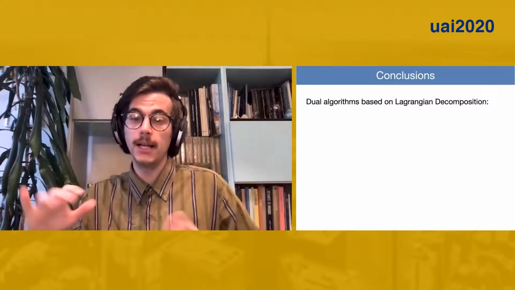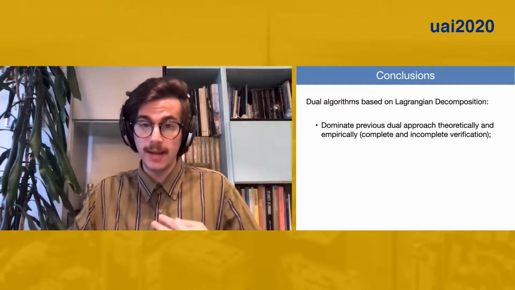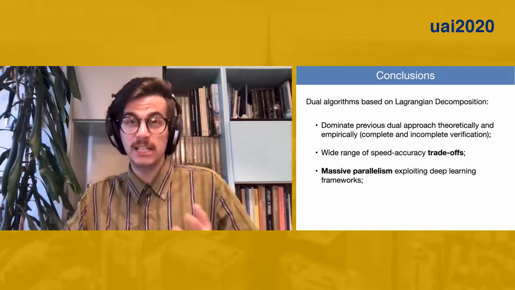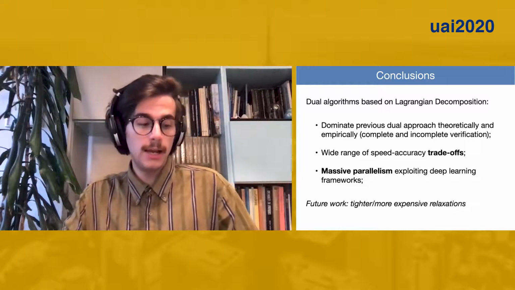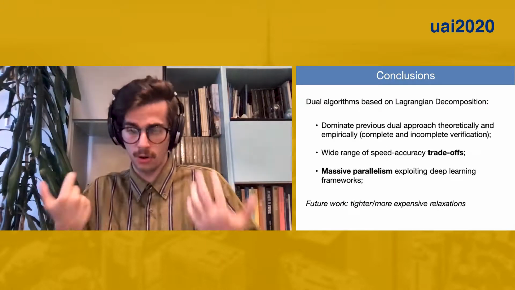So we presented Lagrangian decomposition-based algorithms. They dominate previous approaches theoretically and in practice. They offer a wide range of speed accuracy trade-offs. They can exploit parallelism and convolutional structure. In future work, we plan to use the same approach for tighter and more complex relaxations.